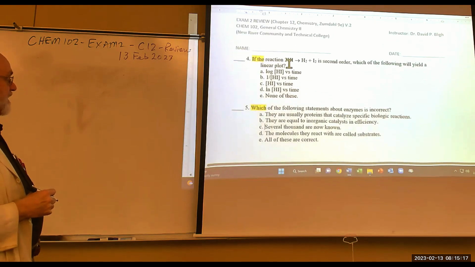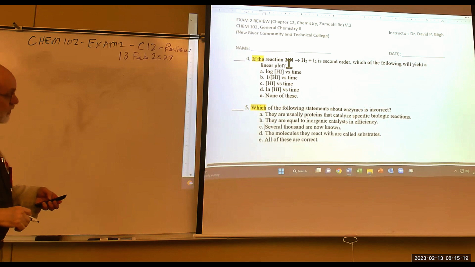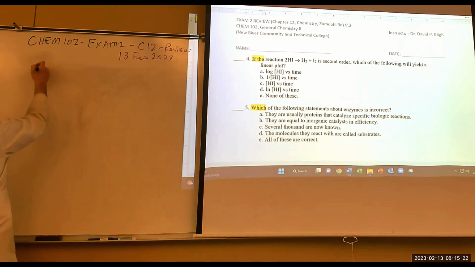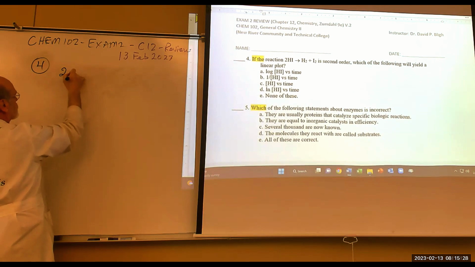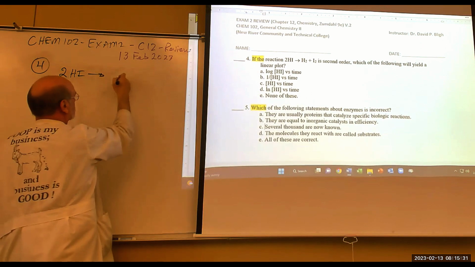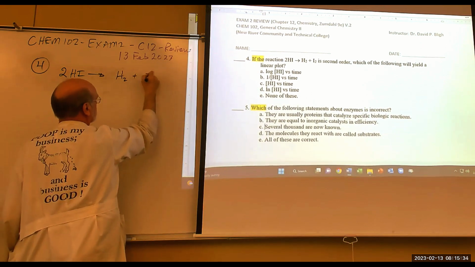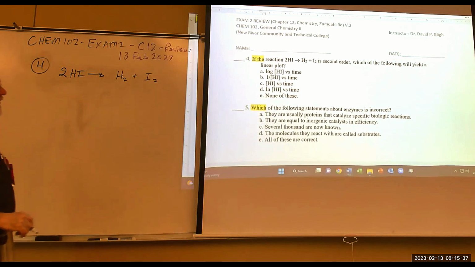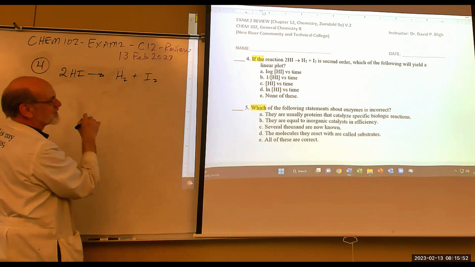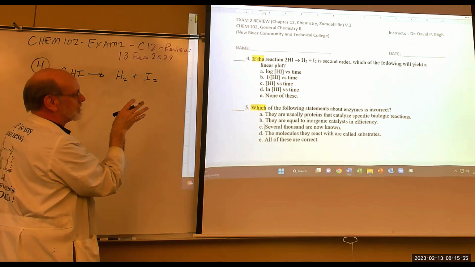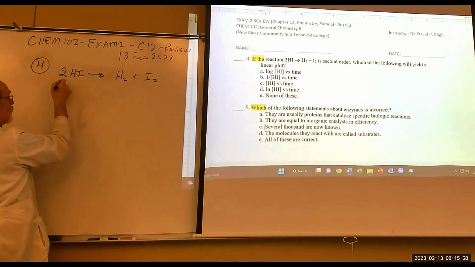Okay. Get that out of the way. Number 4. If the reaction, 2 hydrogen iodide yields hydrogen plus iodine, which of the following will yield a linear plot? Can we tell? Oh, it says it's second order. Yeah, second order.